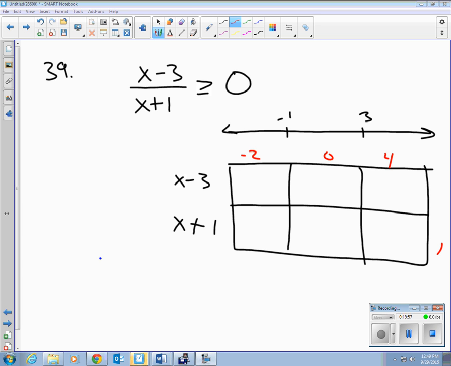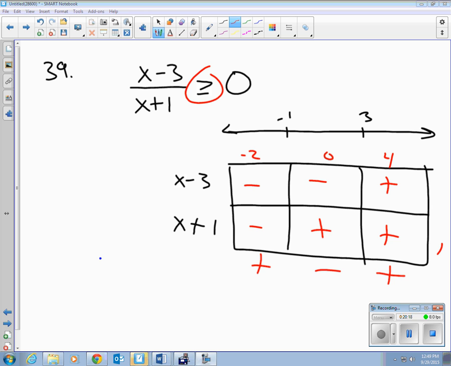Okay? -2, I got a negative and a negative. 0, I got a negative and positive. 4, I got a positive and a positive. So negative times a negative is a positive. Negative times a positive is a negative. Positive times a positive is a positive. The question is, are you looking for where this is positive or where it's negative?